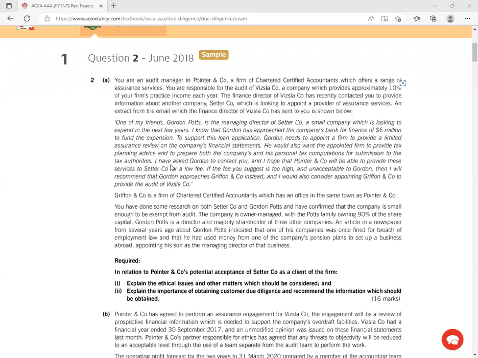I've asked Gordon to contact you, and I hope that Pointer and Company, as your audit firm, will be able to provide these services to Seta company for a low fee. For a low fee. So here again, I'm seeing something very bad. They will want me to do quite a lot for very little. So the question will be, will this business make what we call commercial sense? If it's not profitable, it's not going to be viable on my side, right?